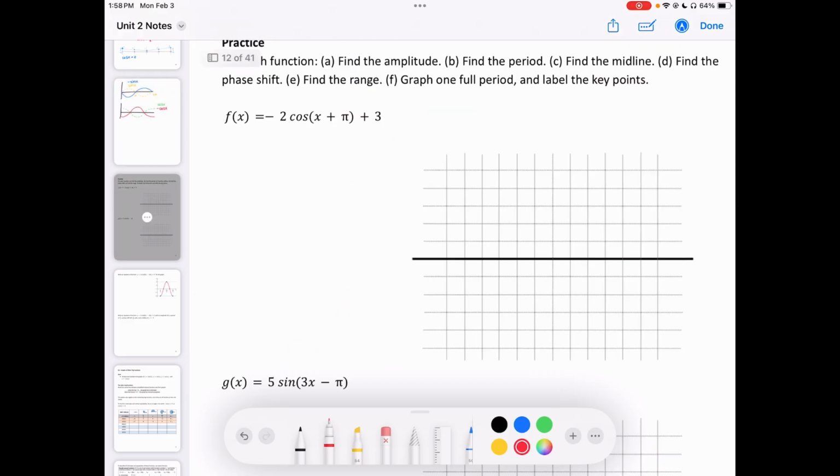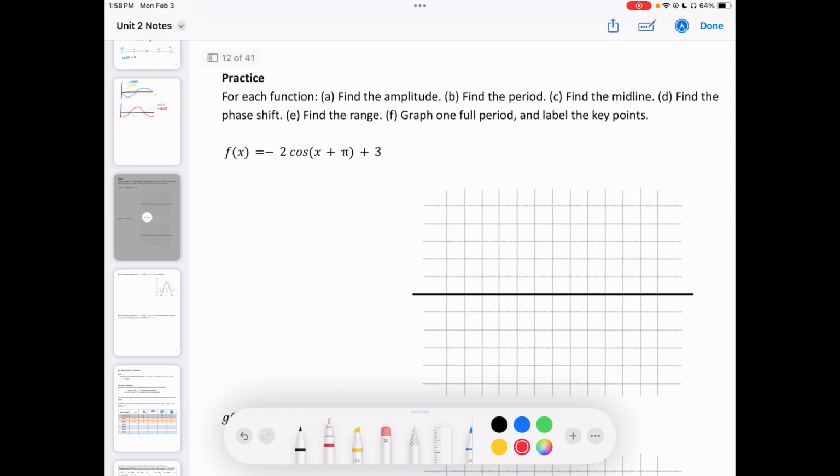All right. Now we're just going to jump right in and do some more complex ones. We have negative 2 cosine of x plus pi plus 3. Find the amplitude, period, midline, phase shift, range, graph a full period, label key points. Let's just go ahead and start by labeling what we know. I'll highlight to save some space. So we have amplitude of 2 and its reflection. We have a phase shift of pi.